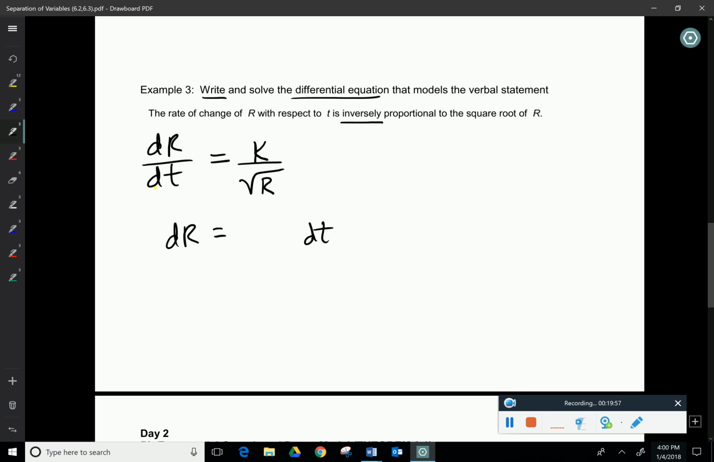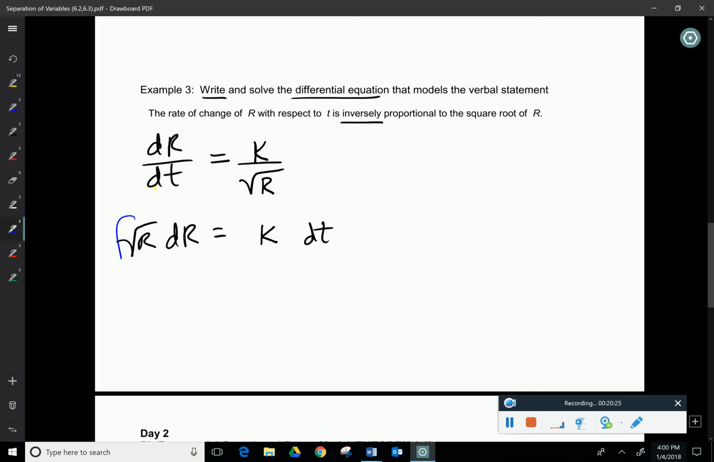So in order to get the square root of r over here with the dr, I'm going to multiply by square root of r. And so the question is, if k is just a constant, like a 2 or a 3 or a 5, do I put it on the left with the r's, or do I put it on the right with the t's? And the answer is it doesn't matter at all, whatever you want to do. I tend to leave it over on the right side because I figure it's less to have to get rid of when you're solving for r. Okay, so I've separated my variables.